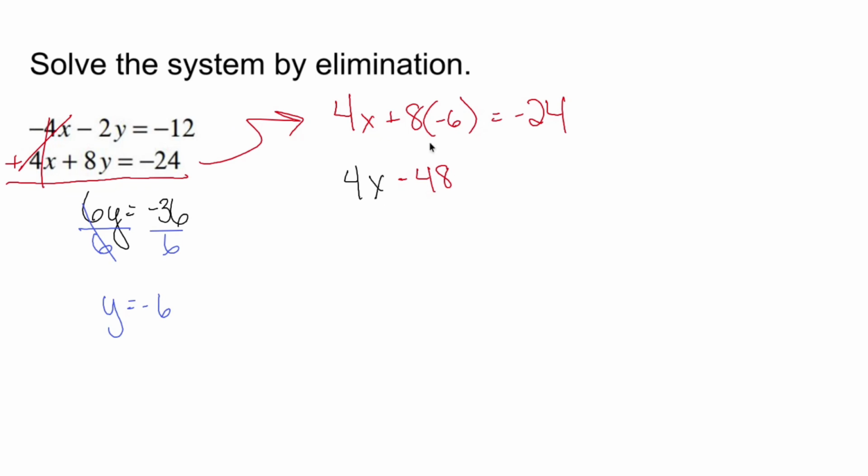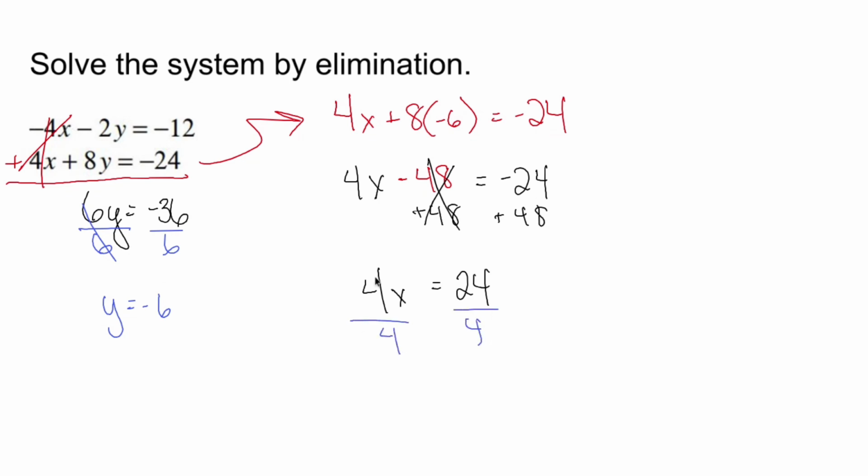Drop down the 4x, drop down the negative 24, and solve for x. Add 48 to both sides, like you normally would a two-step equation. Drop down the 4x. Negative 24 plus 48 is positive 24. Divide both sides by 4. X equals positive 6. Now that x equals positive 6 and y equals negative 6, you have a brand new point of 6, negative 6.